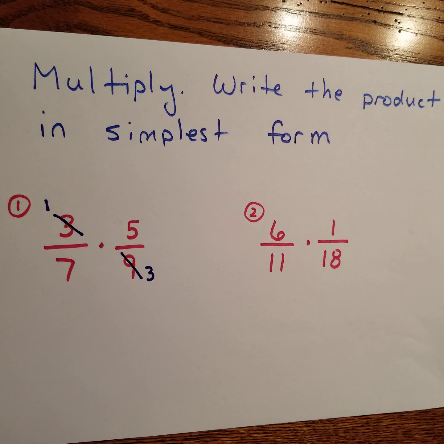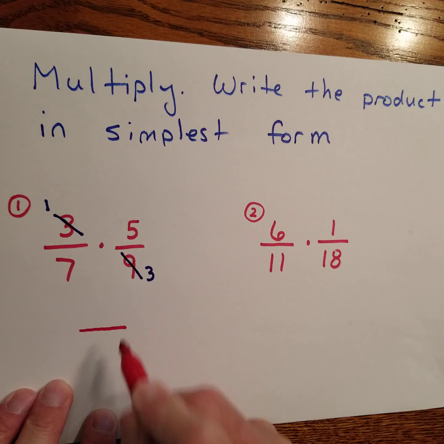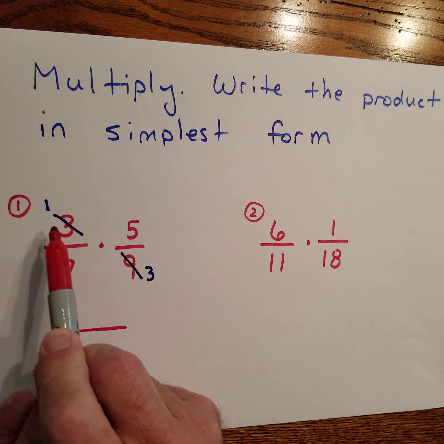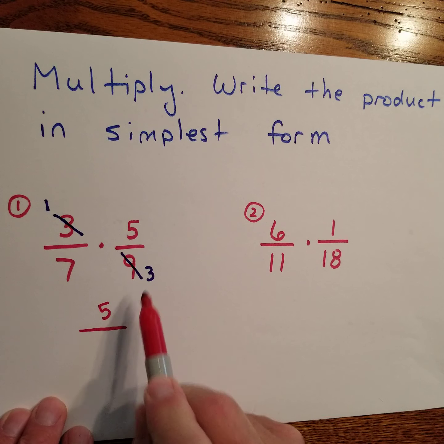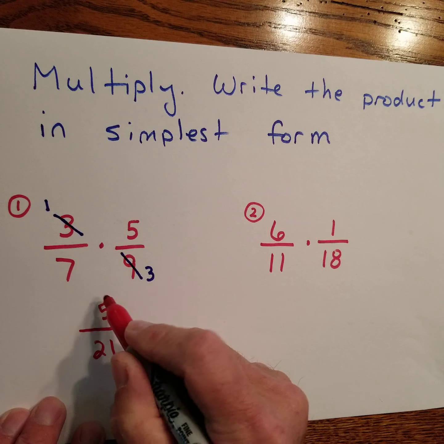Now after I've done the reducing, I multiply the top numbers and multiply the bottom numbers. Top numbers are 1 times 5. Bottom numbers are 7 times 3. Got it.